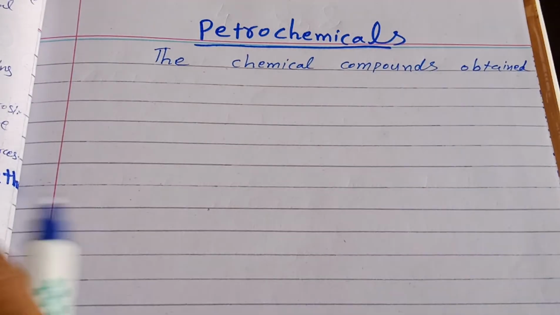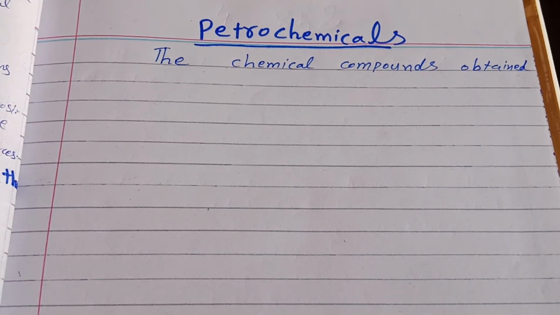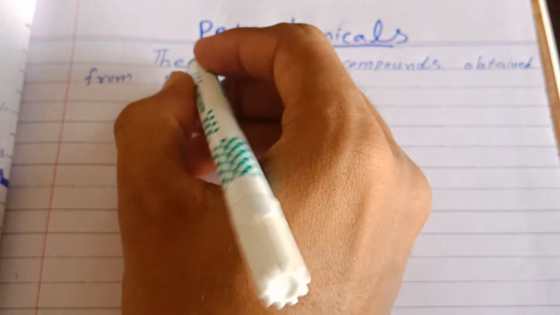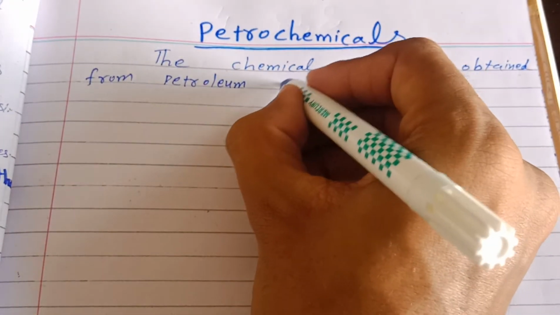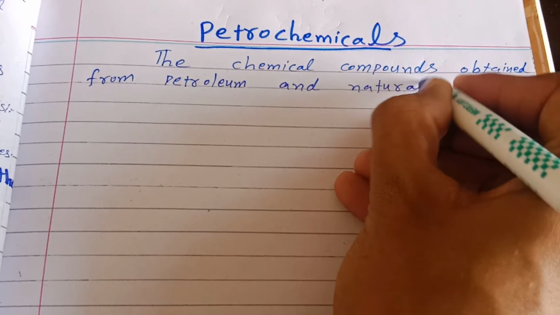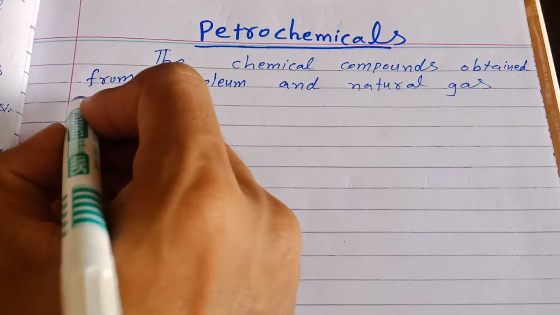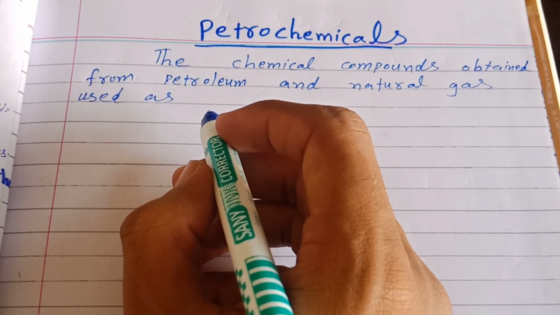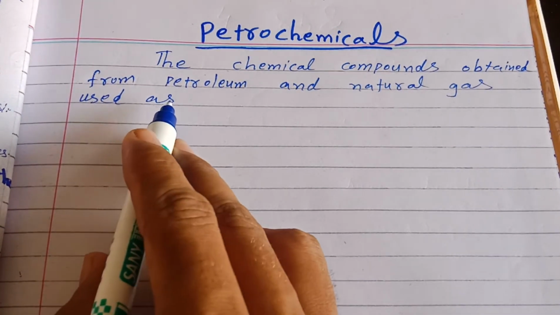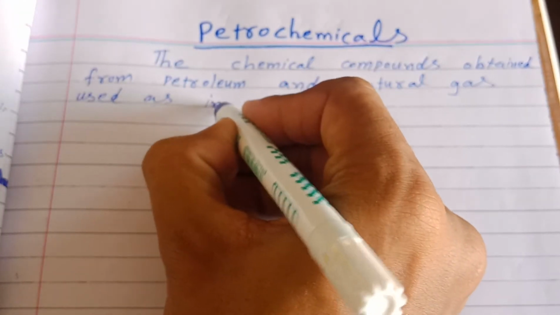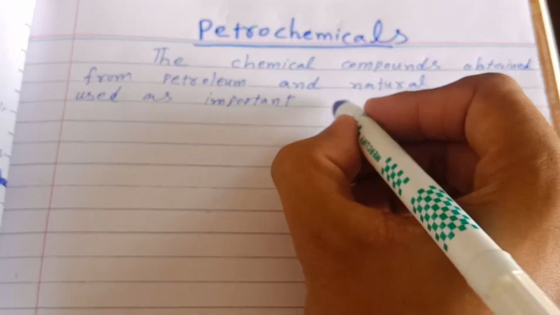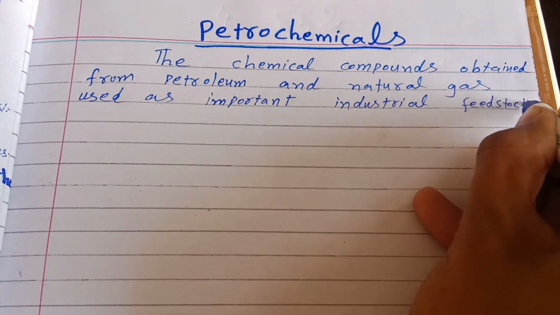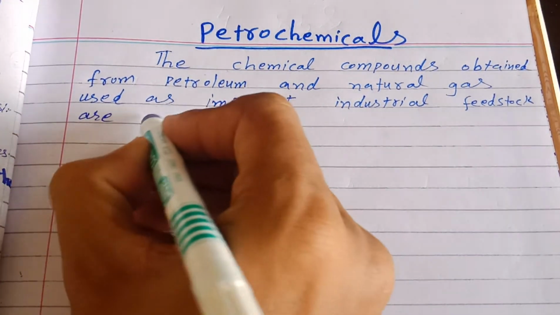The whole definition is somewhat long, but we will tell you the simple definition of petrochemicals. The chemicals obtained from petroleum and natural gas, used as important industrial feedstocks, are termed as petrochemicals.